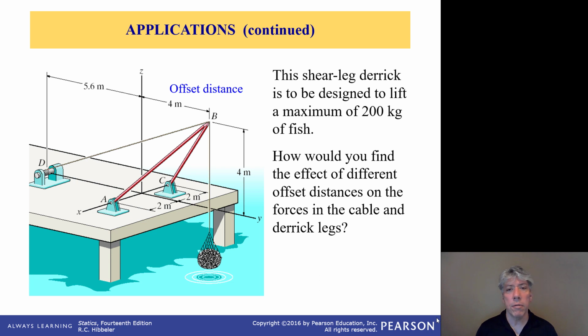The weight from the fish obviously acts only in the Z direction, but the force from the cable, the winch I should say, apparently from the drawing lies in the YZ plane, whereas the legs have components in, of course, the Z, the Y, but also the X direction. So how would we calculate those forces? And the reason for calculating the forces, of course, is to make sure that we build these things out of materials and sizes of supports that can take the load.